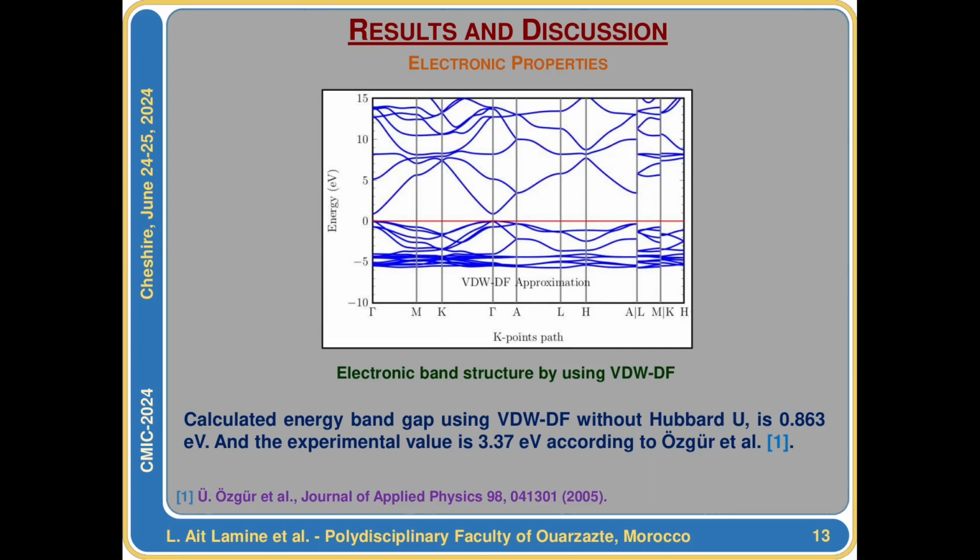As it can be clearly seen, this energy bandgap calculated using the vdW-DF functional is significantly underestimated compared to the experimental value. This can be explained by the poor description of localization and correlation of electrons provided by this functional. So to remedy this problem, we have to use Hubbard U parameters that were formulated for this purpose.